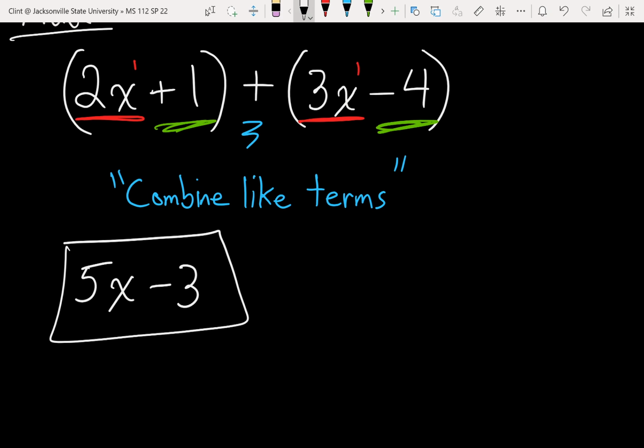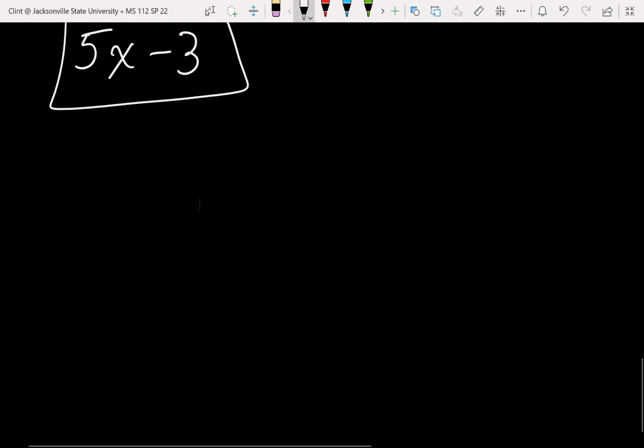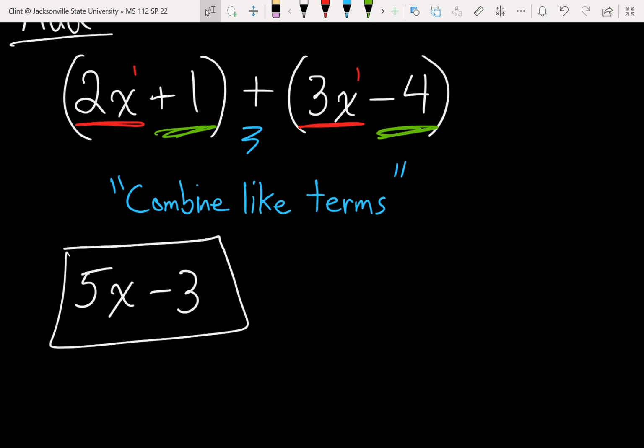Adding two algebraic expressions, you just look for like terms. If you have like terms, you add them or subtract them, however the signs work out. If you have some term that doesn't have a partner, then it just comes along for the ride. Okay. Not a lot to talk about on adding. So, questions on these then?